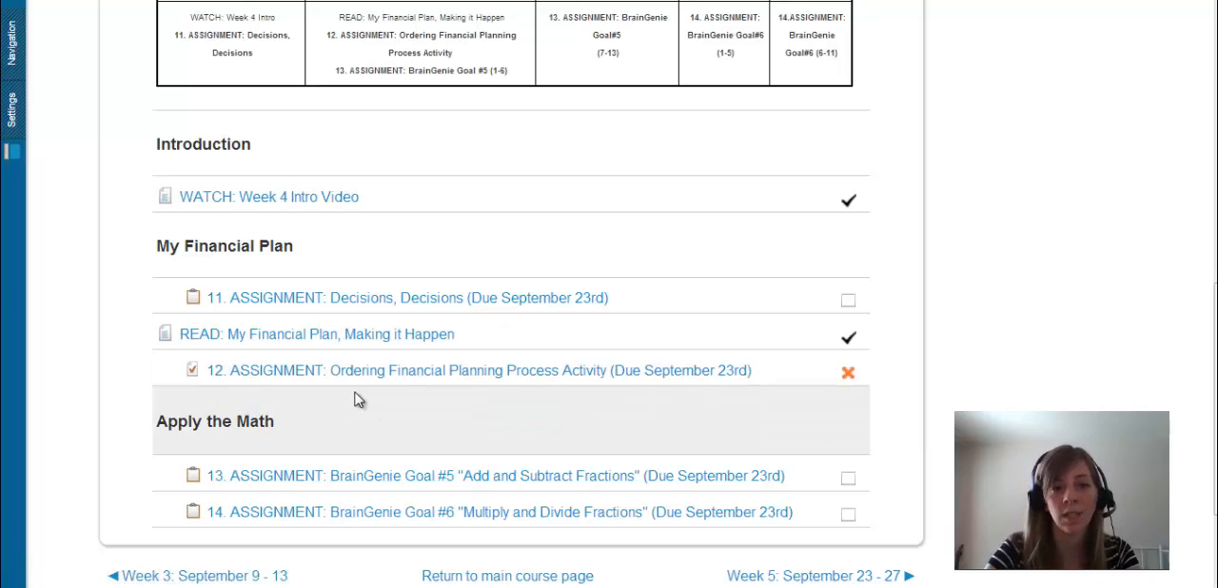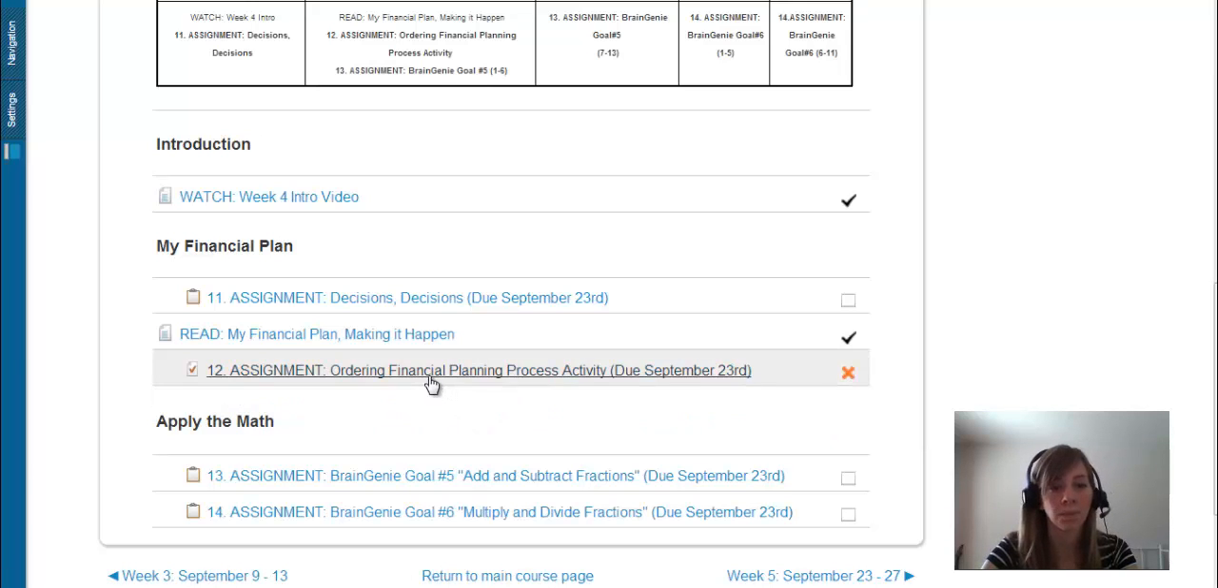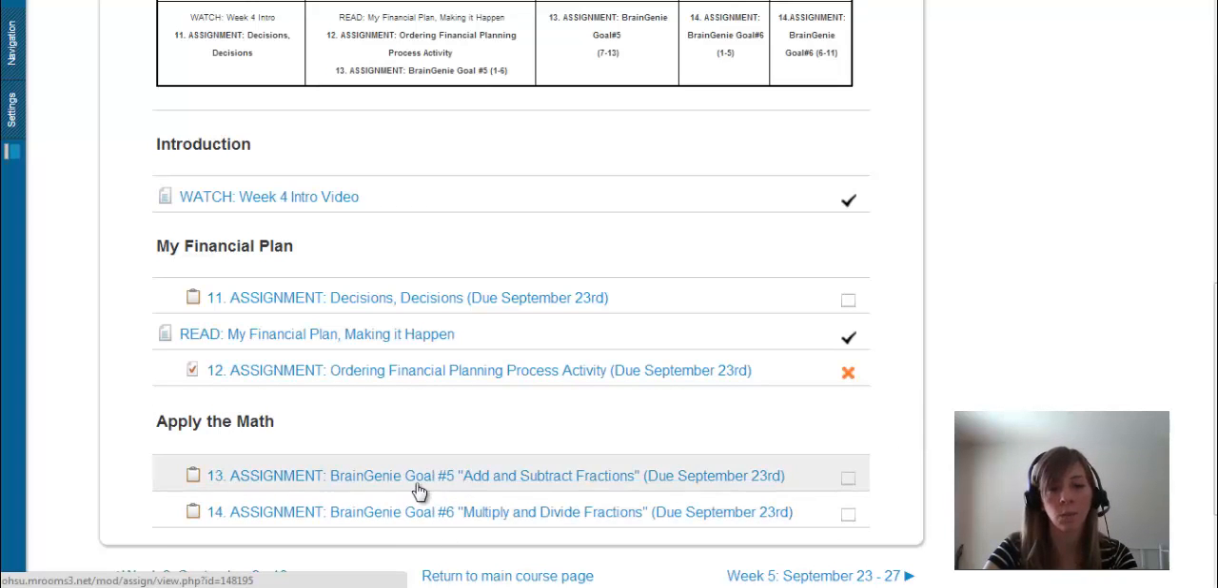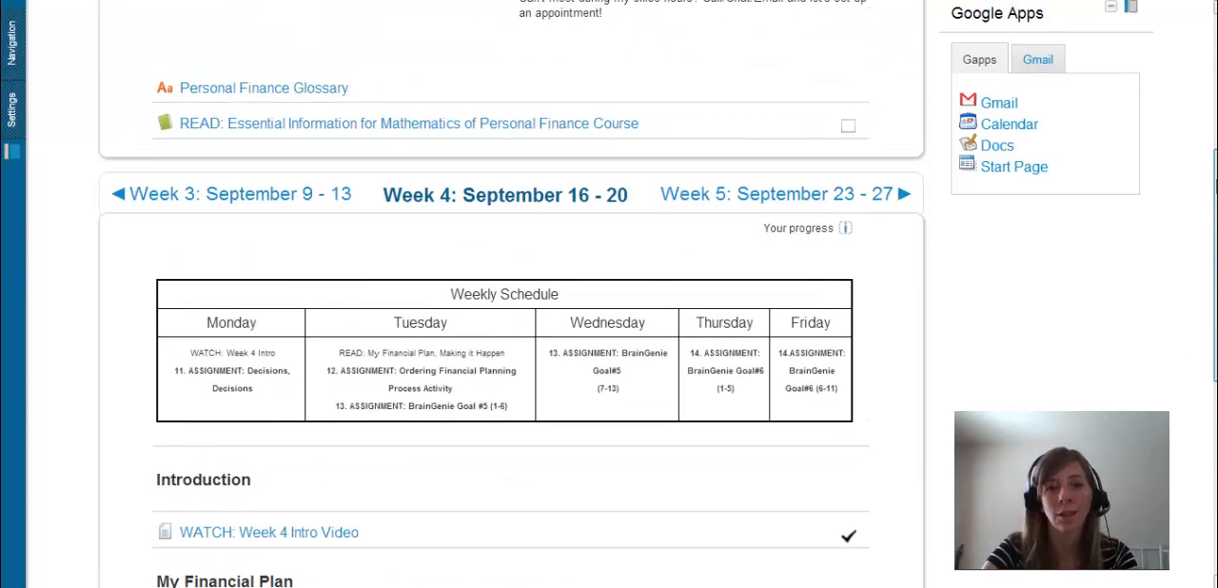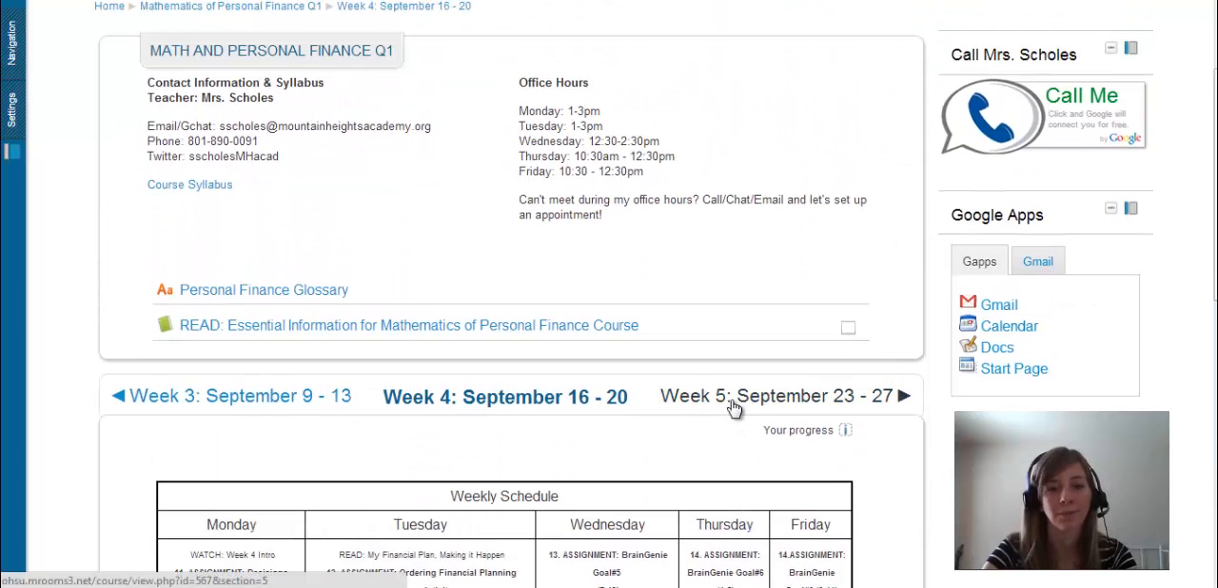Hopefully that helped you to see how the whole process goes together, and hopefully you can see how all of the assignments we have done have fit into each of those parts of the process. Then you had a couple assignments in Brain Genie, which I hope you didn't have too much trouble with. That was a short and sweet intro or review from last week.